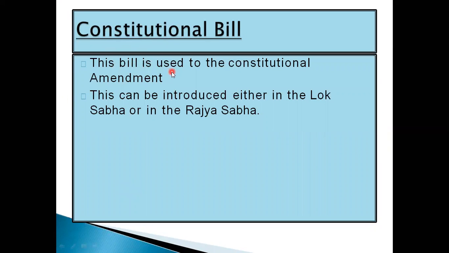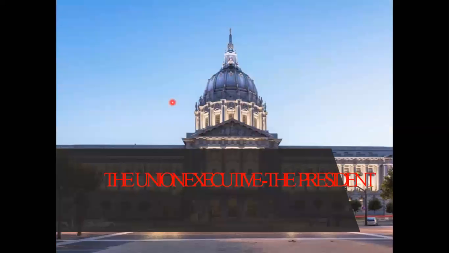Next, what is the constitutional bill? This bill is meant for a constitutional amendment. This can be introduced in the Lok Sabha or in the Rajya Sabha. These are the three types of bills.